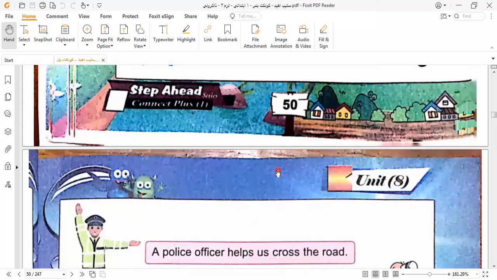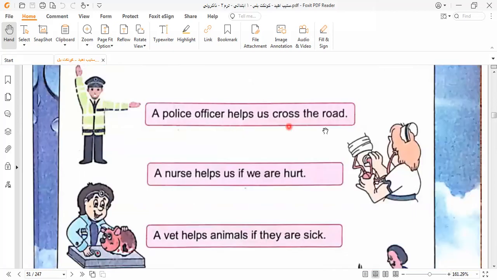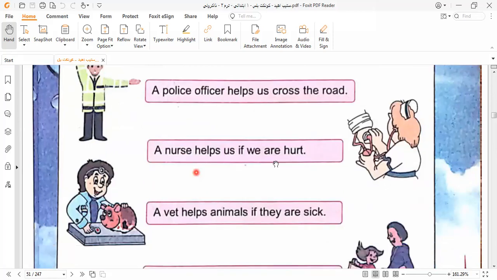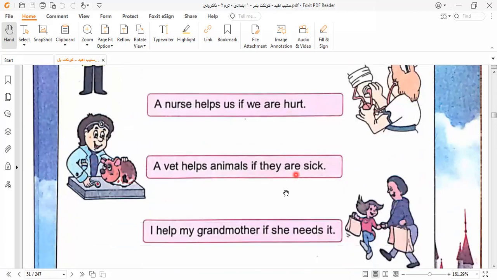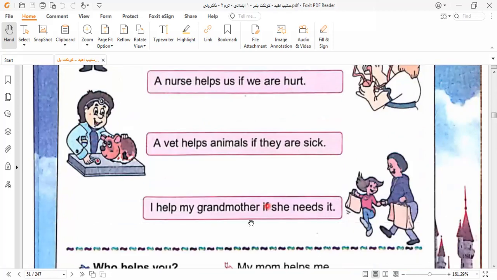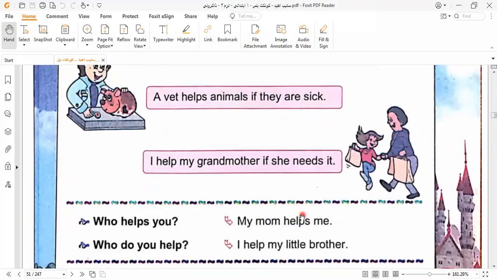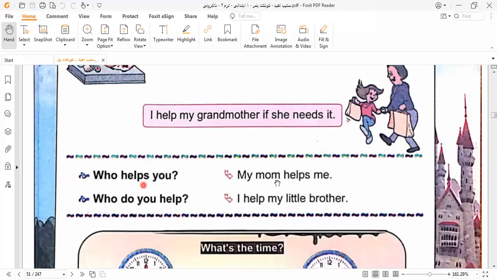By bus. A police officer helps us cross the road. A nurse helps us if we are hurt. A vet helps animals if they are sick. So we have if here. I help my grandmother if she needs it. Who helps you? My mom helps me. Someone might say my brother helps me, my friend helps me. Who here means a subject pronoun.